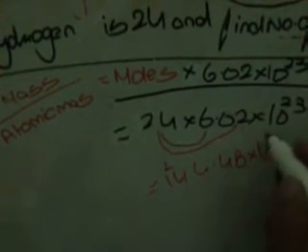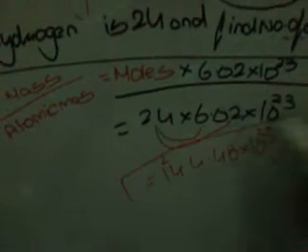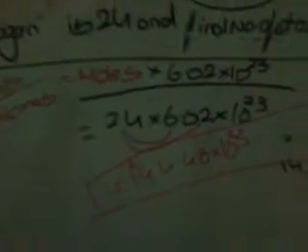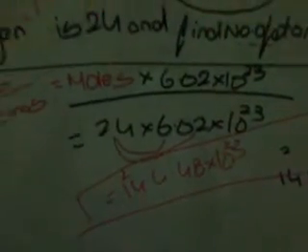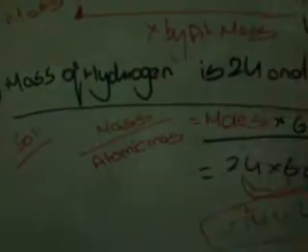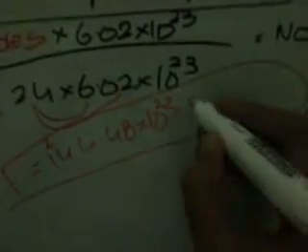The easiest way to calculate the mass of hydrogen, or the mass of any substance, to go to the number of atoms. This is the number of atoms.